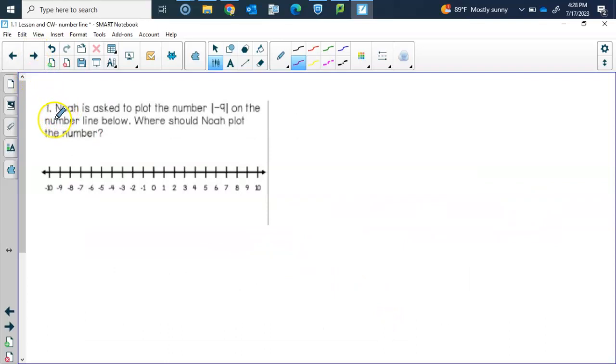All right, now we're down in the main part of the assignment. Noah is asked to plot the number, the absolute value of -9 in the number line below. Where should Noah plot his number? Go. Well, he should have plotted it right here. You should have said 9 because the absolute value of -9 is 9.